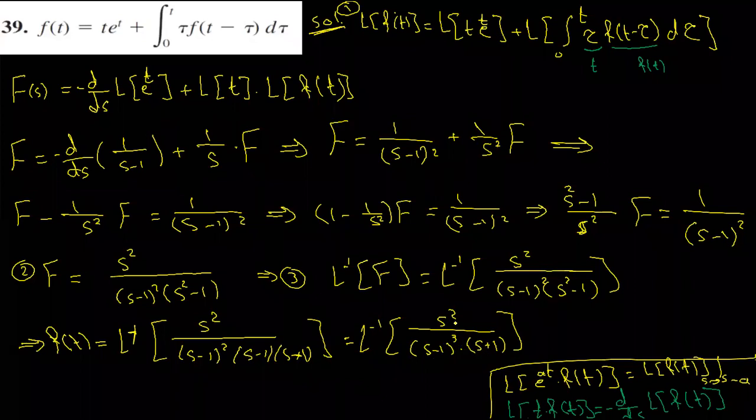How to do partial fraction? It will be A over s minus 1 plus B over (s minus 1) squared plus C over (s minus 1) to the power 3 plus D over s plus 1, and find the value of those constants.